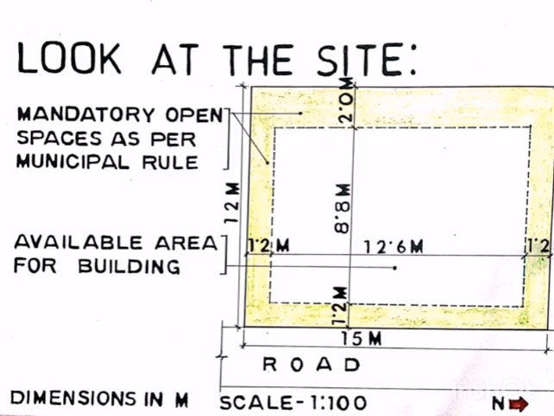Look at the site. The site is 15 meter by 12 meter. 15 meter is on the roadside. Here, the areas shown in green color are the mandatory open spaces as per municipal rule. Central white portion of the site is the available area for building. North direction shows below the site. Dimensions in meter.